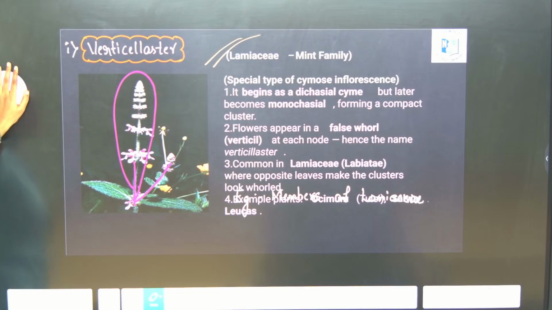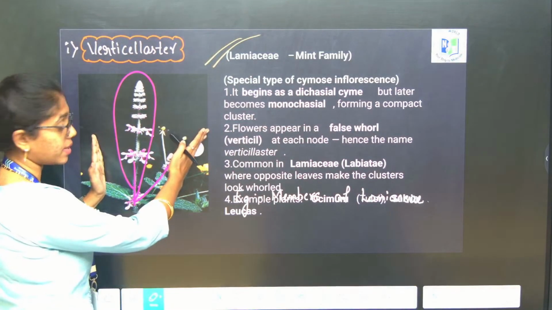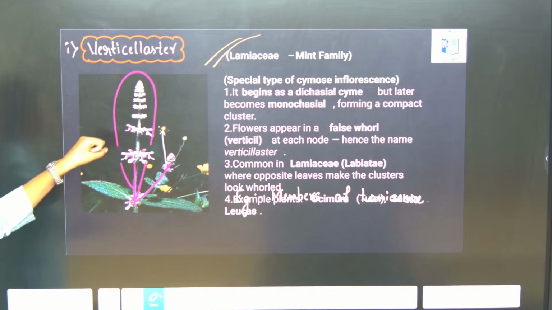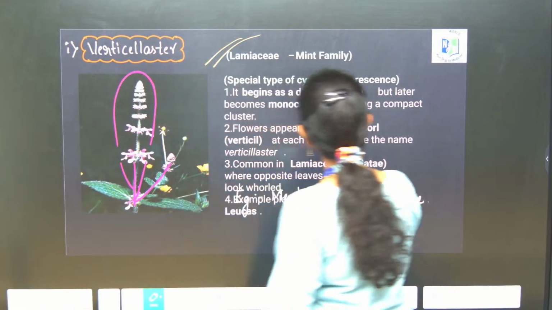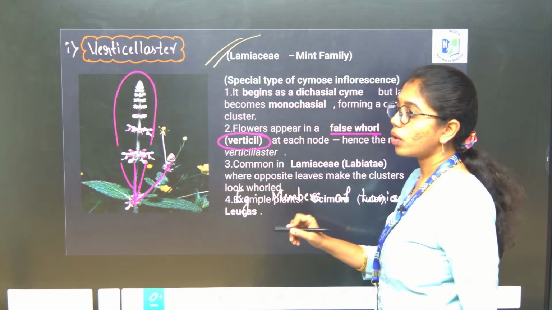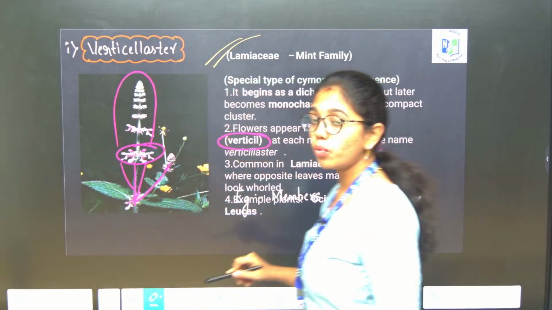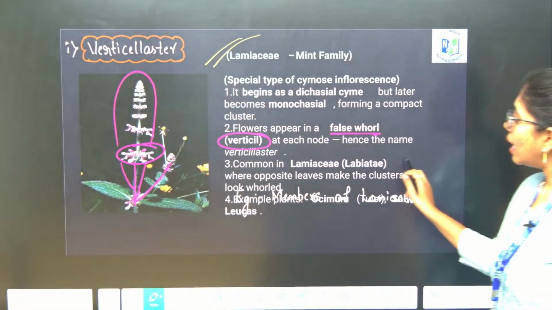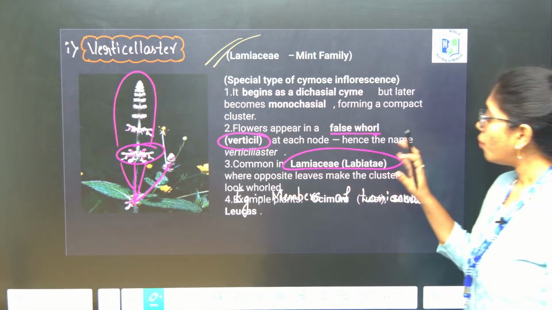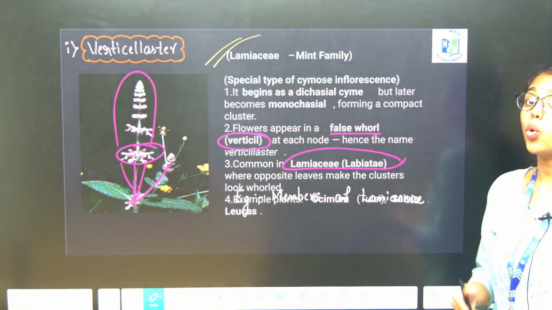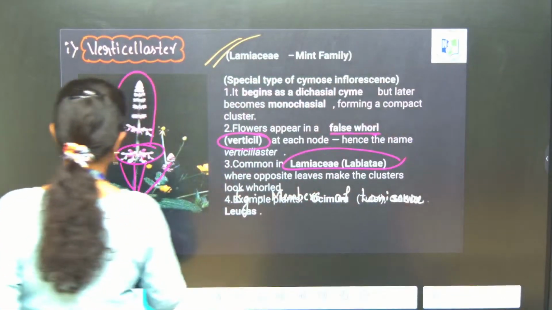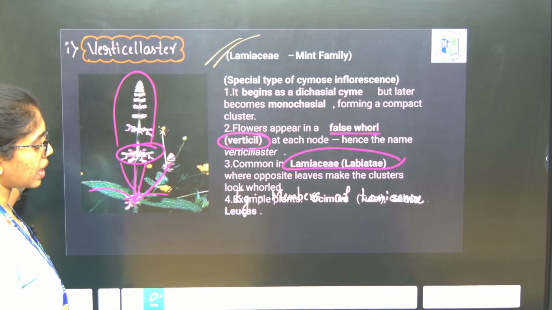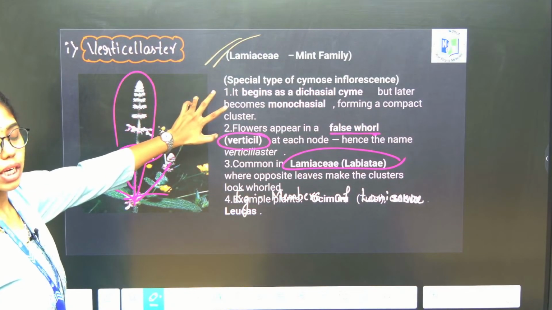Verticillaster type of special inflorescence, what happens? First it arises as a dichasial cyme, then later it gets terminated to a monochasial cyme, which becomes a small cluster. These flowers appear in a false whorl or verticil. At each node a false whorl or verticil will develop, hence it is verticillaster. This is common in Lamiaceae family, that is labiate, where opposite leaves make the clusters, they look whorled. Examples include Ocimum, all the members that come under Lamiaceae family.